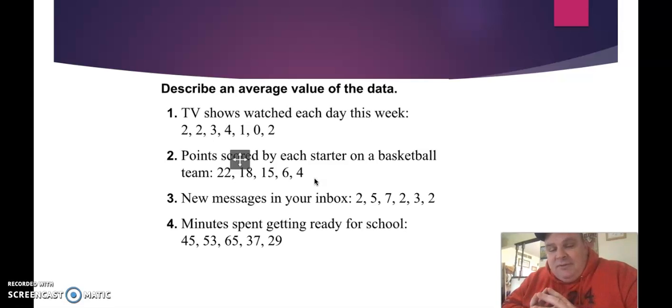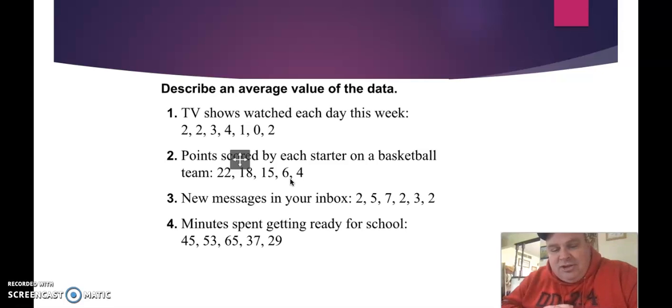I came up with 65, and then I divided it by, well, there's 5 starters on a basketball team. 1, 2, 3, 4, 5. If I do 65 divided by 5, I come up with 13. 13 points was my average by each starter on this basketball team.